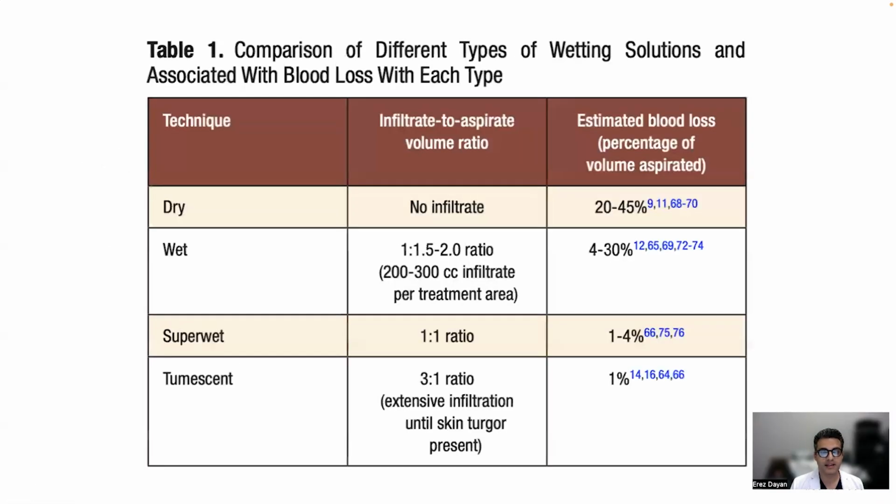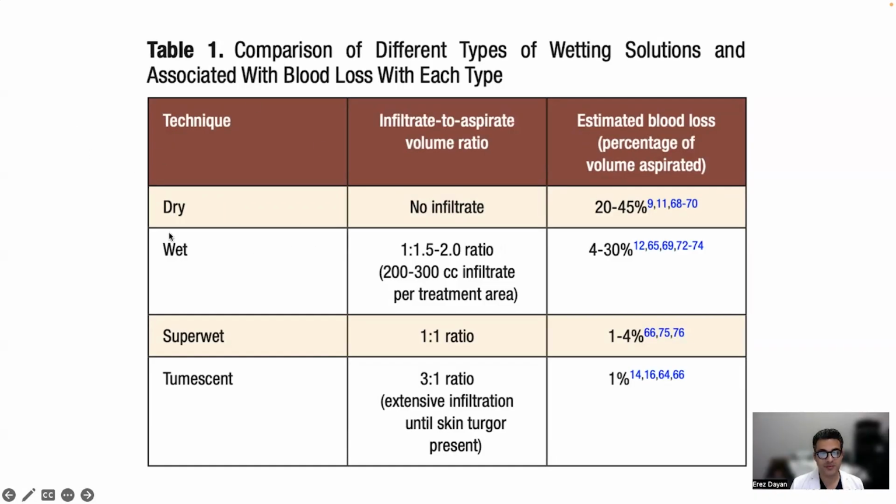So calculating lidocaine limits. First, we want to look at different types of wetting solutions and associated blood loss. So if you did a liposuction procedure awake, essentially without any tumescent, you're going to have a substantial amount of bleeding because there's no epinephrine in the mix and the blood vessels are not constricted. So nobody really performs liposuction without any infiltration.